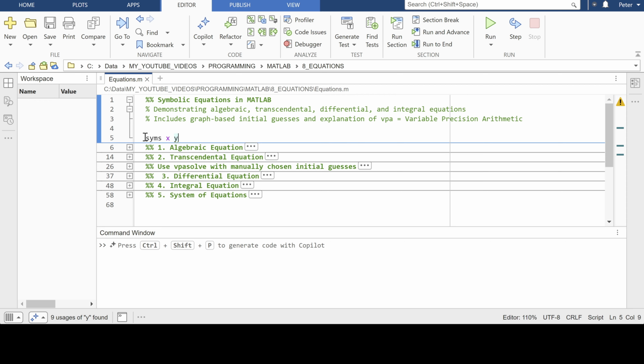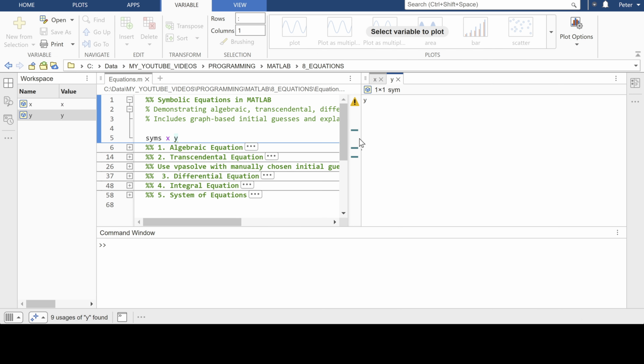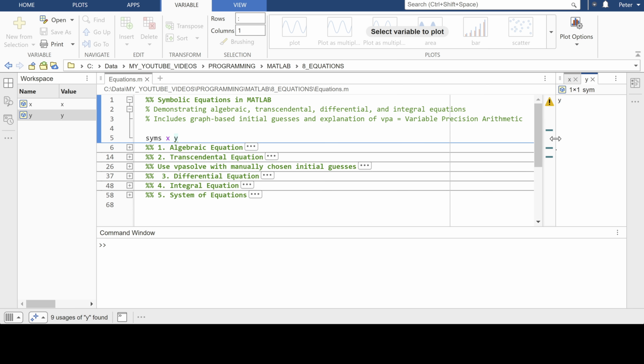Before solving equations, we need symbolic variables. Using the command syms x, MATLAB treats x as a symbolic mathematical variable instead of a number. This allows us to build equations, rewrite them, and solve them exactly or numerically.